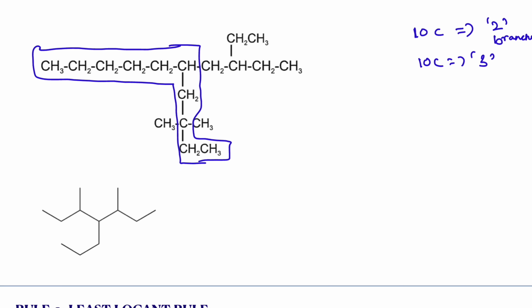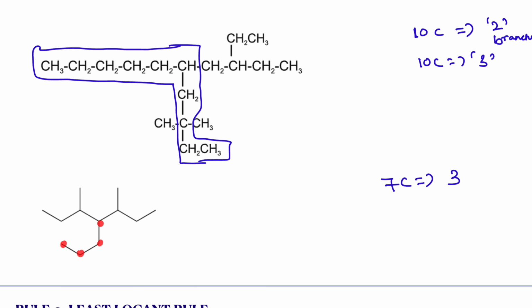So let us take one more example here. So this is the compound: 1, 2, 3, 4, 5, 6, 7 carbons. So that is a 7 carbon chain. This is one branch, this is one branch, this is another branch. So there are 3 branches. So 1, 2, 3, 4, 5, 6, 7 carbons, and these are the 3 branches.